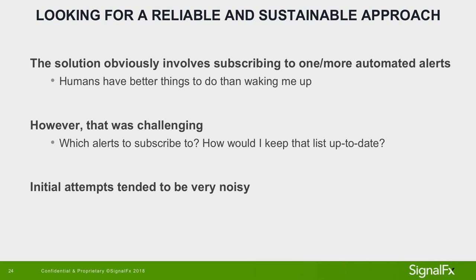That's something where I would subscribe to some sort of alerts. But the problem is, which alerts are those? Because I don't care about all the nitty-gritty details. Which alerts are those? And even if I am able to find the right set, how do I keep it up to date? Because again, my environment is changing, new alerts and detectors are getting created all the time.